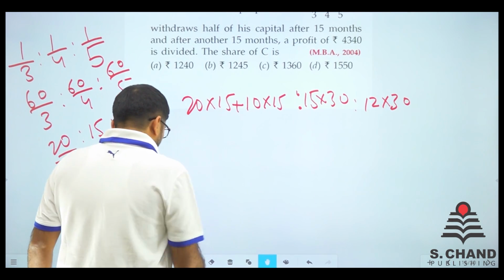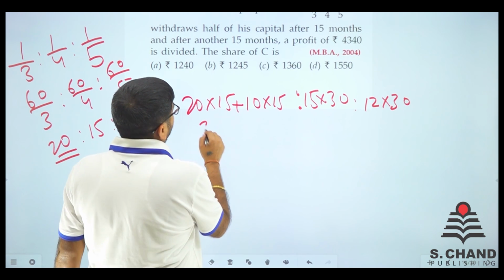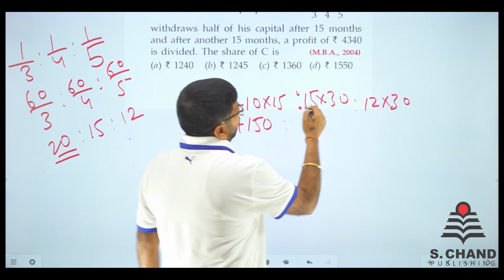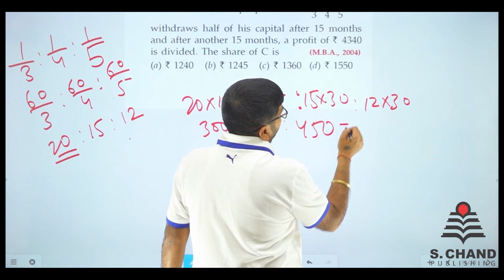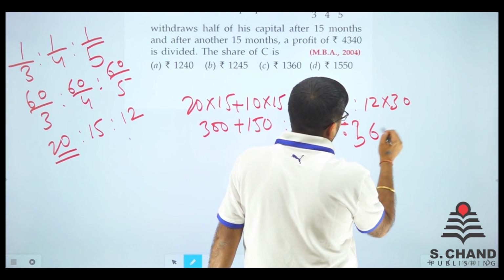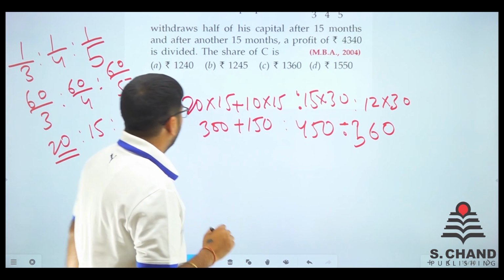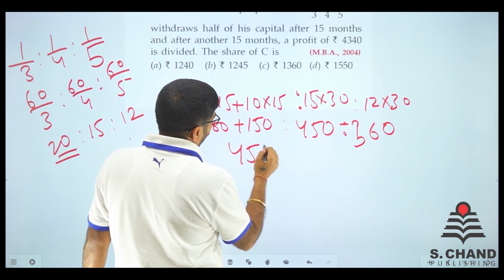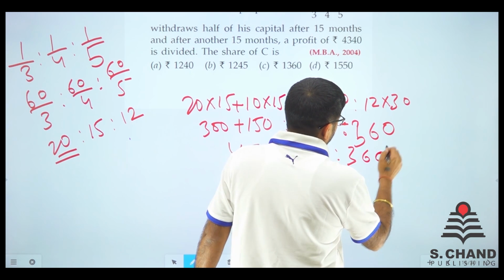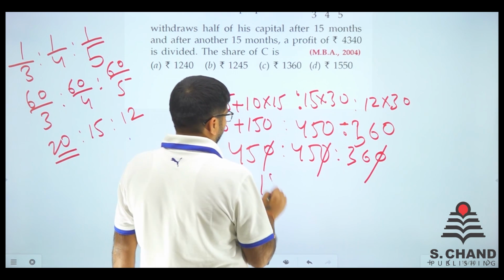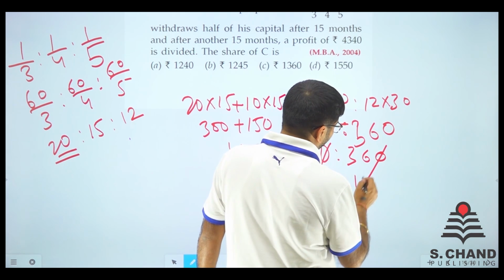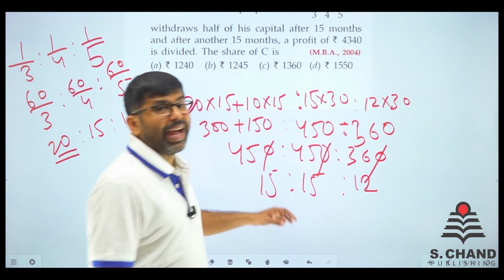Let's do it. What does it say? 15 into 20 is 300. Plus 15 into 10 is 150. 300 plus 150 is 450. 15 into 30 is 450. And 12 into 30 is 360. Right? It's like 450, 450, 360. The zeros all cancel. 15, 15, 12. So this is the actual ratio.